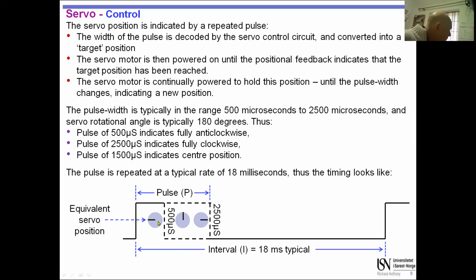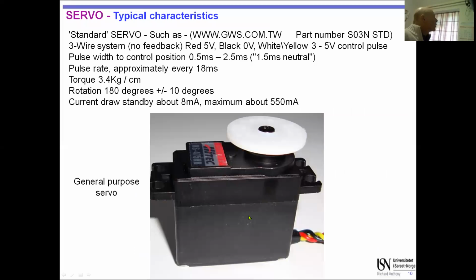But anyway, if we call this maximum anti-clockwise, then we can say that is the central position, and that is maximum clockwise. And the other thing to say here very quickly is that typically for a servo, you only get 180 degrees movement, or maybe 190 degrees on some of them. You don't get full circle rotation in most of these servos. Okay, I'll move on.